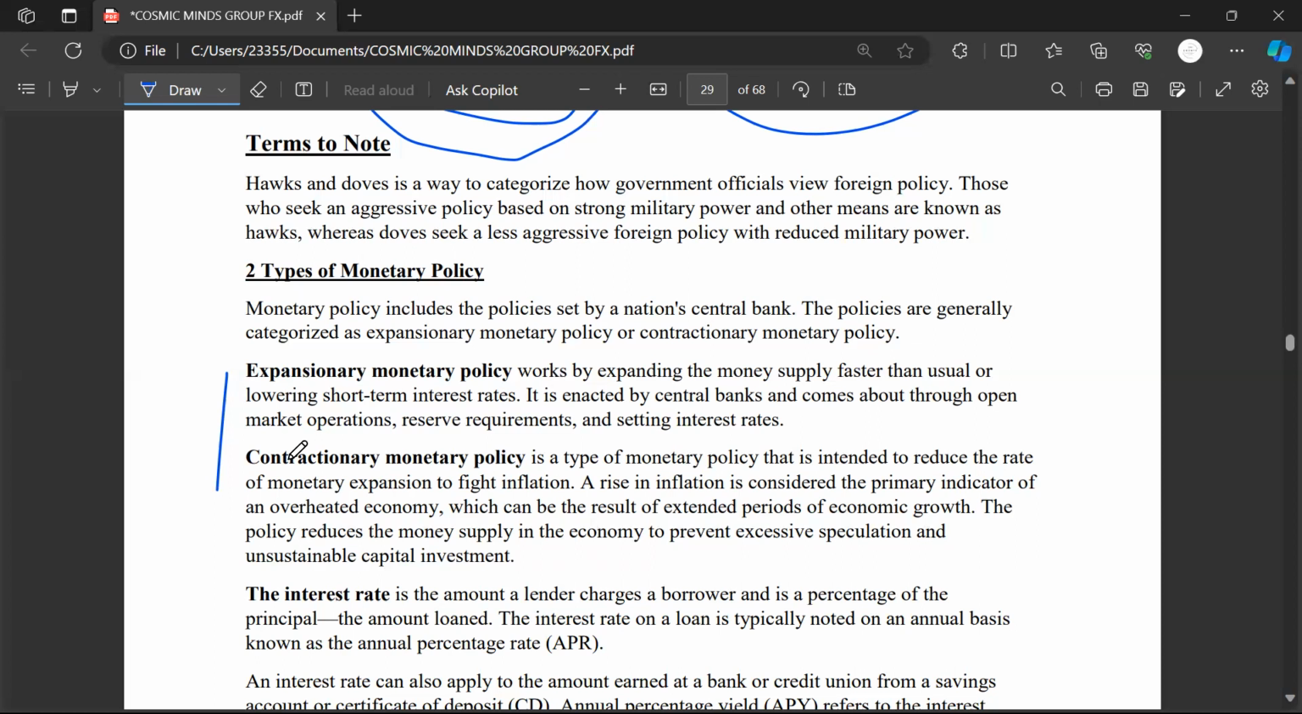They have a way of calculating this within some time frame. Now, the policy reduces the money supply. Yeah, I think you are getting the picture. They reduce the money supply in the economy to prevent excessive speculation and unsustainable capital investment. So that's what they do. I think you are getting it.